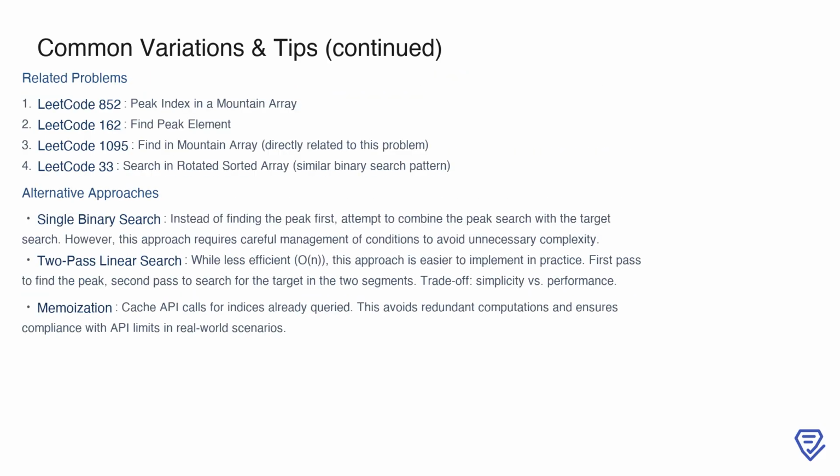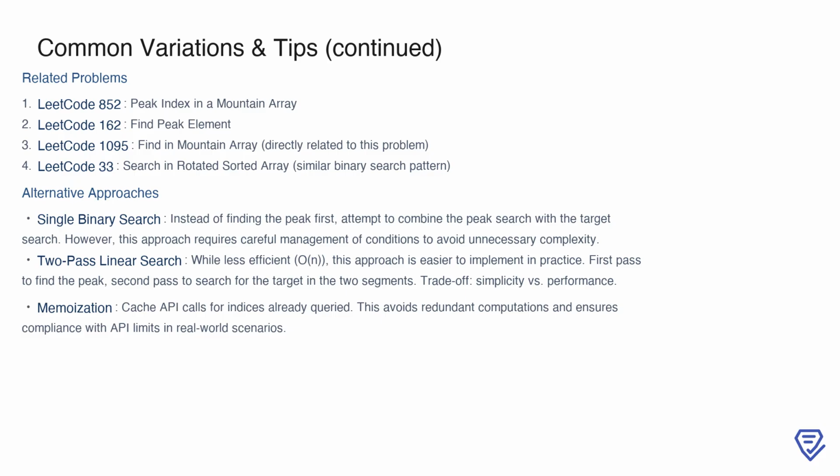To further practice and master these concepts, it's helpful to explore related problems. For example, LeetCode 852, Peak Index in a Mountain Array, focuses on finding the peak of the mountain efficiently. LeetCode 162, Find Peak Element, is another variation that deals with finding local peaks in an array. Of course, LeetCode 1095, Find in Mountain Array, is directly related to the problem we're discussing. Additionally, LeetCode 33, Search in Rotated Sorted Array, involves a similar binary search pattern and is a great way to strengthen your understanding of these techniques.